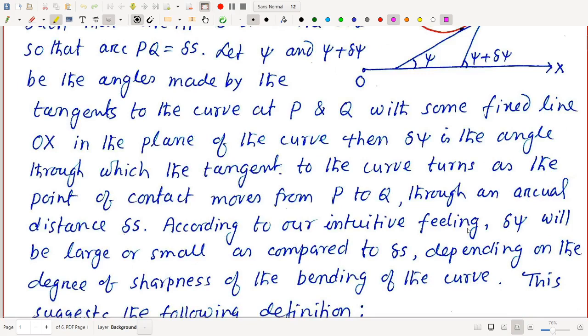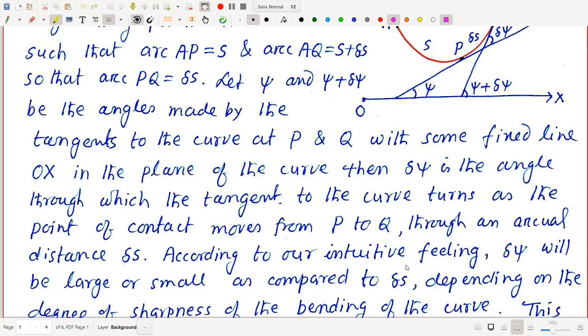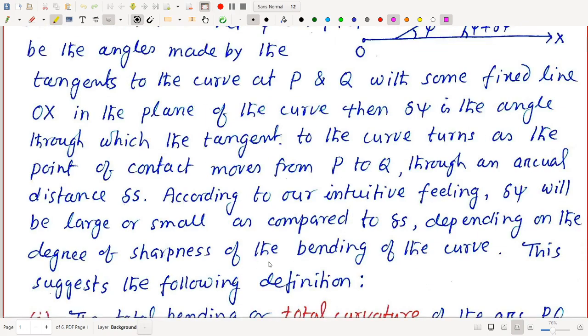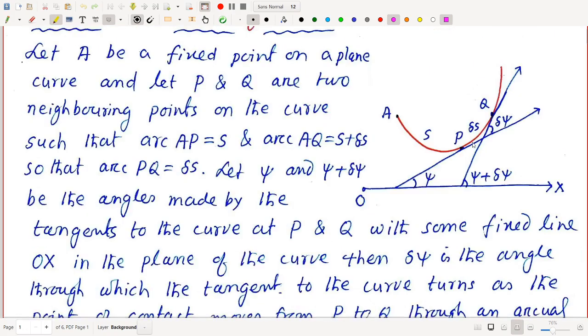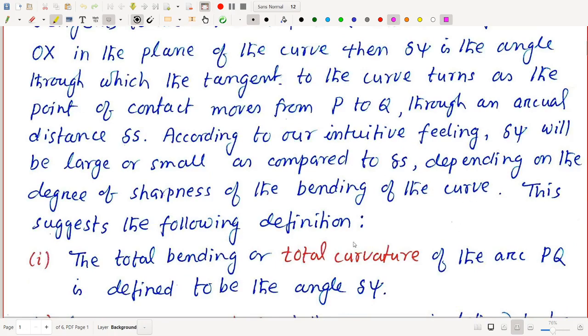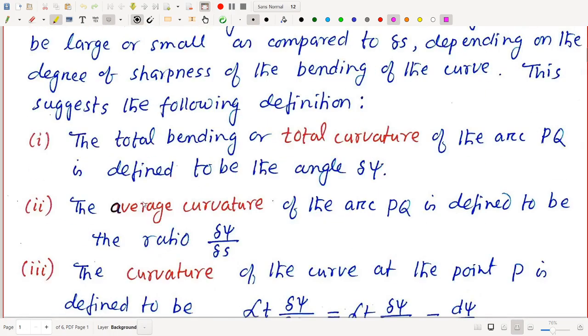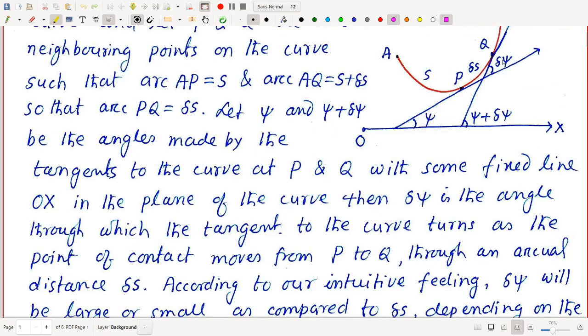According to our intuitive feeling, delta psi will be large or small as compared to delta s, depending on the degree of sharpness of the bending of the curve. If the curve is more bent, then delta psi will be large. If the curve is less bent, then delta psi will be small. This intuitive feeling suggests the following definition. The total bending or total curvature of the arc PQ is defined to be the angle delta psi.